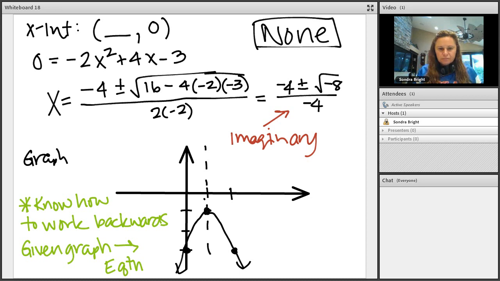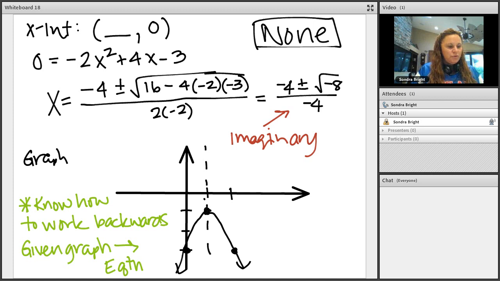So make sure you know how to go backwards, where you're looking at this and you're like, okay, here's the vertex at 1, -1, and then notice that instead of going right 1, up 1, you went right 1, down 2, so your A is -2. Anyway, make sure you know how to do backwards because that will also be on the test.